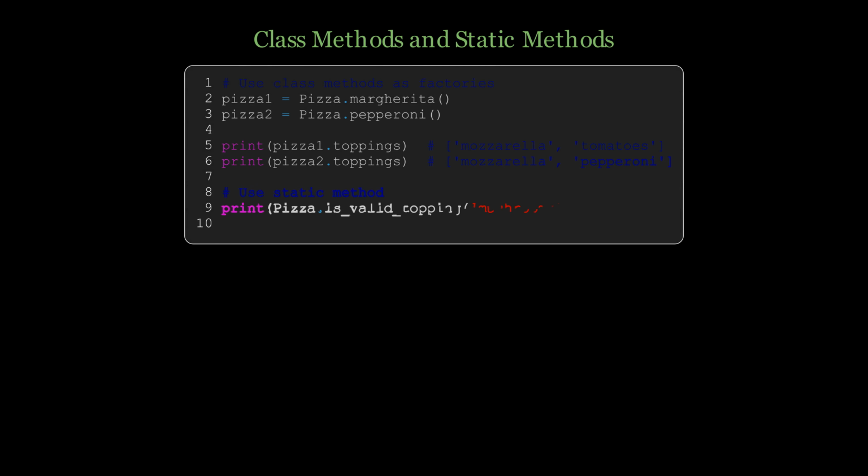Class methods provide convenient factory functions. Pizza.margherita creates a margherita pizza without manually specifying toppings. Static methods work like regular functions but live in the class namespace. They're useful for utility functions related to the class concept.